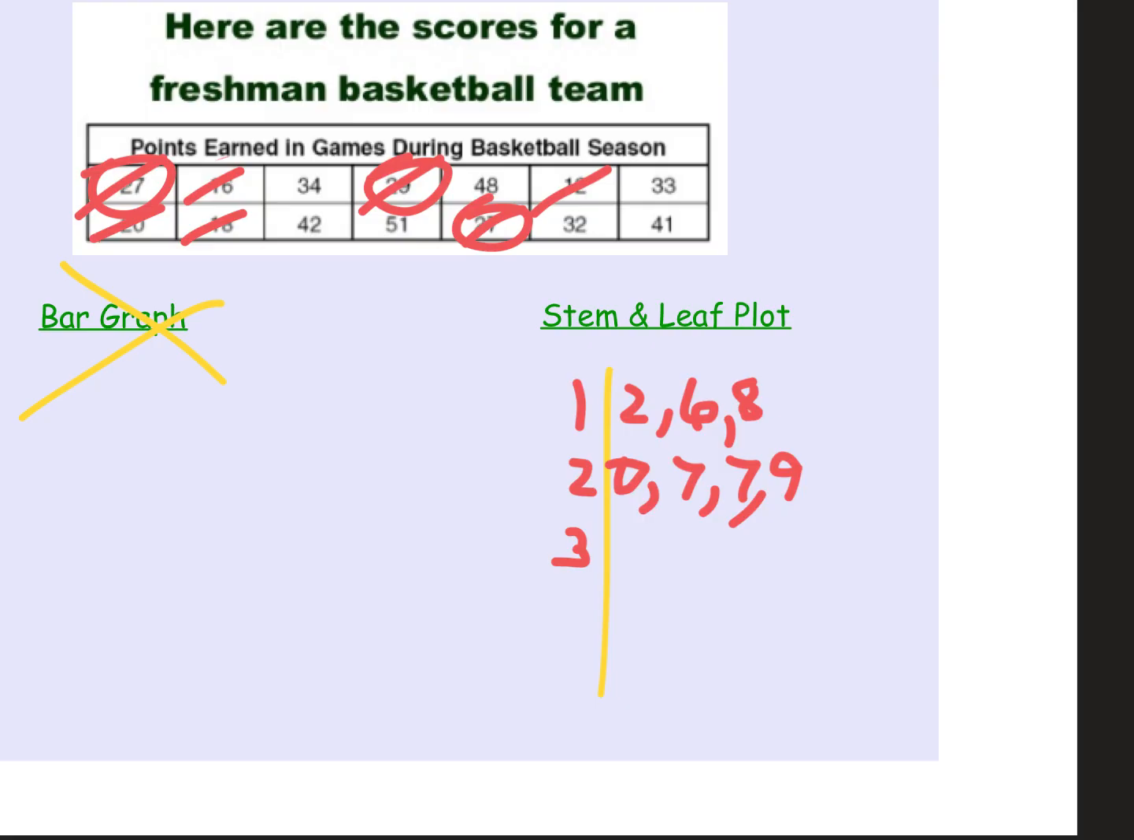Okay, take a second. I'm going to pause for a second while you finish this thing off. 2 and 4. 2 and then 3 and then 4. That means 32, 33, and 34. And then the 40s? 1, 2, 8. 4, 1, 2, 8. Now, one thing. Oh, and there's a 51.